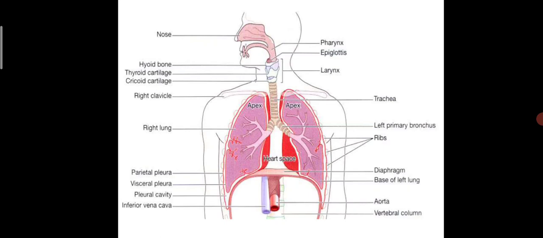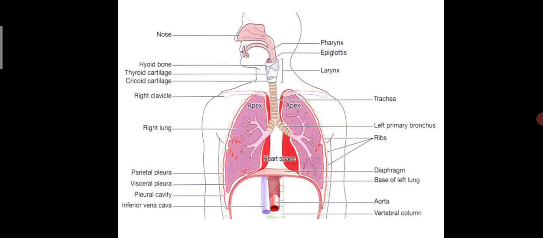Below the pharynx there is a larynx. Larynx is called a voice box. This larynx contains one opening called epiglottis, which separates the digestive and respiratory system. During swallowing, this epiglottis closes itself so that the food particles do not enter into the respiratory system.